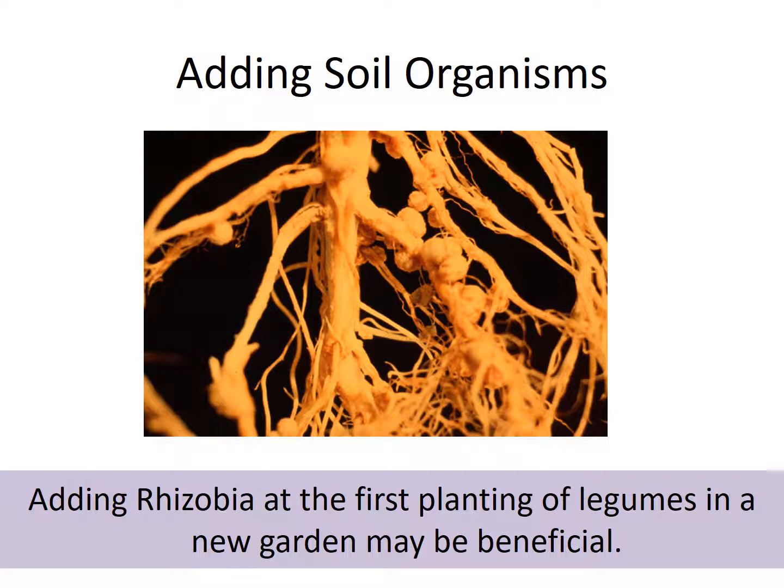Because these symbiotic relationships do such good things for plants, one of the questions that always gets asked is, can I add these symbiotic organisms to my soil to increase the amount of benefit I'm getting from them? For rhizobia, the answer is that adding them with the first planting of any species of legume in a new garden will probably be beneficial. You may get increased yield, etc., but you probably only need to do it at the first planting.